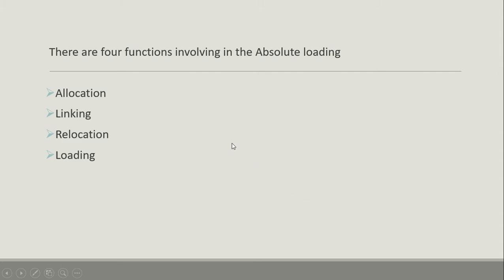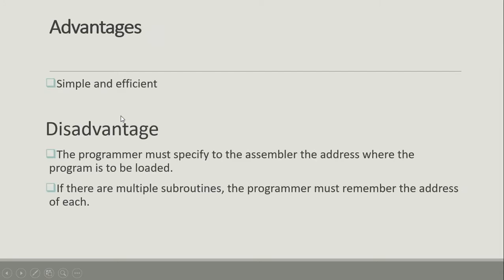So there are four functions involved in absolute loading, which are allocating, linking, relocation, and loading. Now its advantages and disadvantages. The advantages of absolute loading are that it is very simple and efficient. The disadvantages are that the programmer must specify the address of every program which is loaded by the assembler. So it will be very difficult for the programmer to remember the address of each program when there are multiple subroutines.